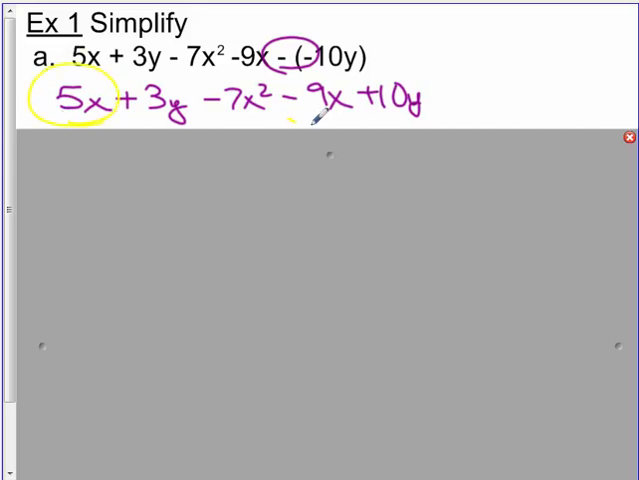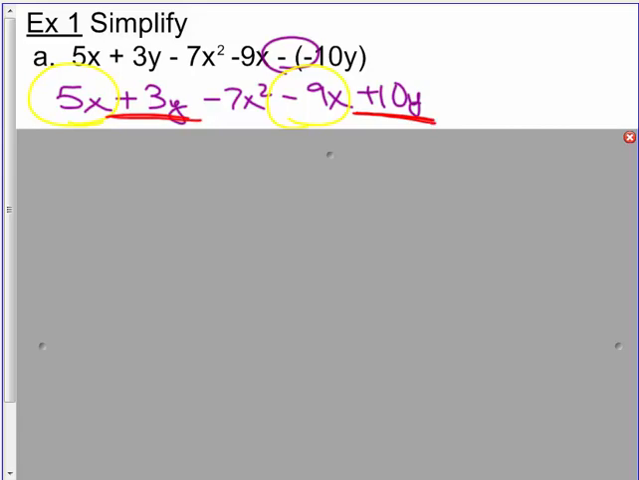So I look, what are my like terms here? What can I put together? Well, I take a look. I have a 5x and a negative 9x. Those are alike. They both have x's in them. Notice I can't put the x squared in there. That has a squared, that one doesn't. The other one, 3y and a 10y.